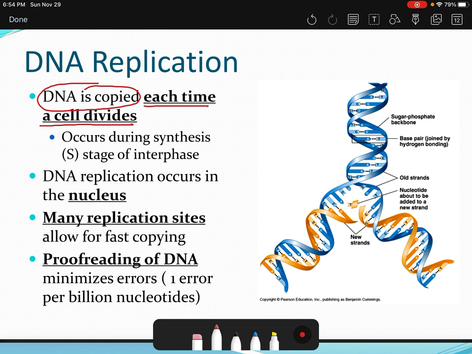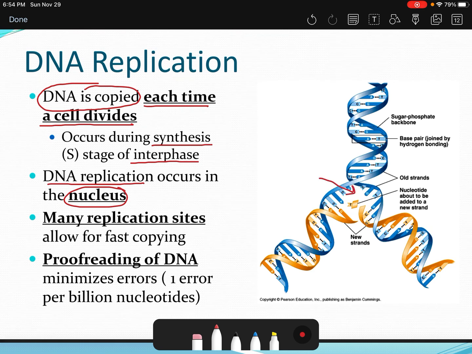This occurs during what we call the synthesis phase in interphase. And we'll be talking more about replication and cell division in a later unit when we start the second semester, but we'll just kind of introduce that here. Again, remember that DNA replication occurs in the nucleus, and there's lots of replication sites.